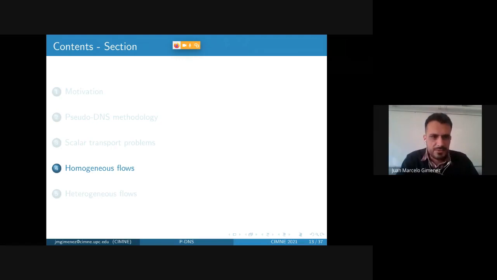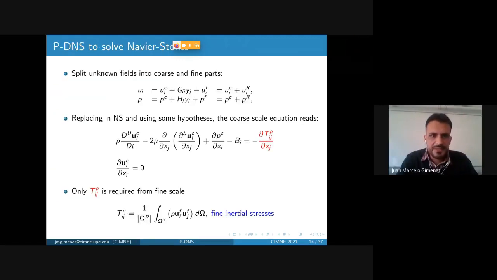I will not show more equations, maybe. Well, we applied the same procedure to solve the Navier-Stokes equations for homogeneous flows. In this case, we have to split the two unknowns, the velocity and the pressure. We introduce the splitting in the Navier-Stokes equations, and using some hypotheses and some filtering, the coarse scale equation reads as shown here. It's the same equation that we usually solve in any problem, but we now include here an extra term which depends on the product of the velocity in the fine scale.